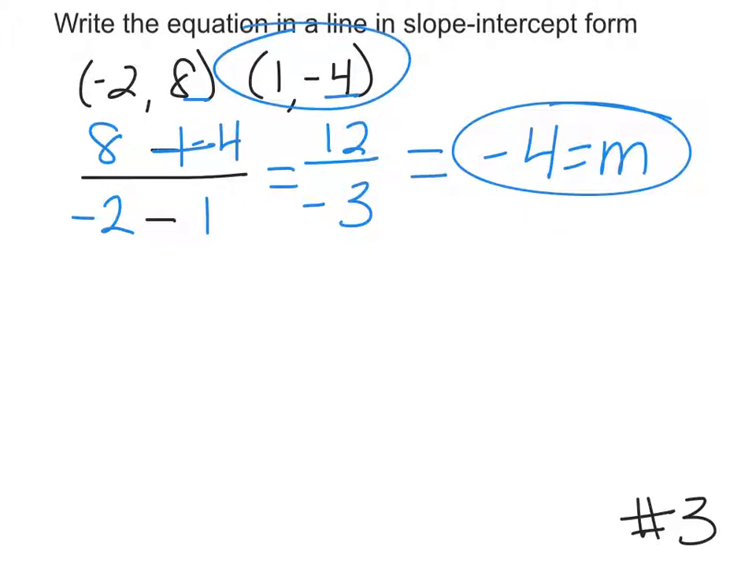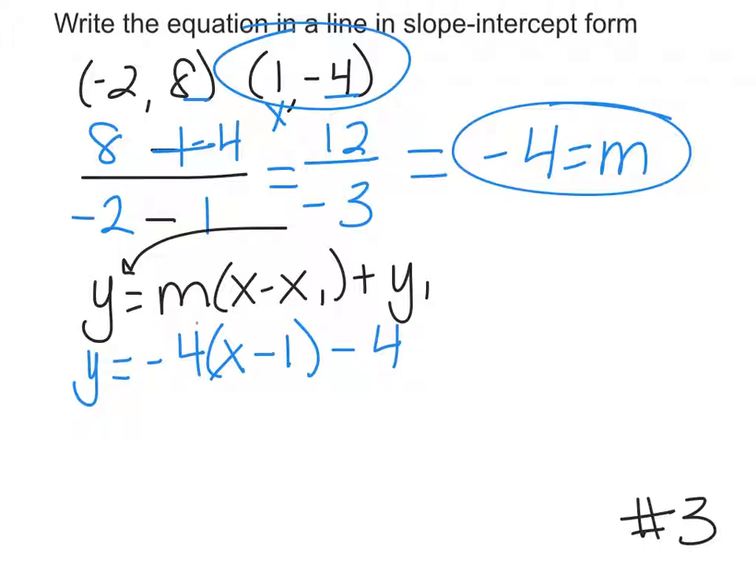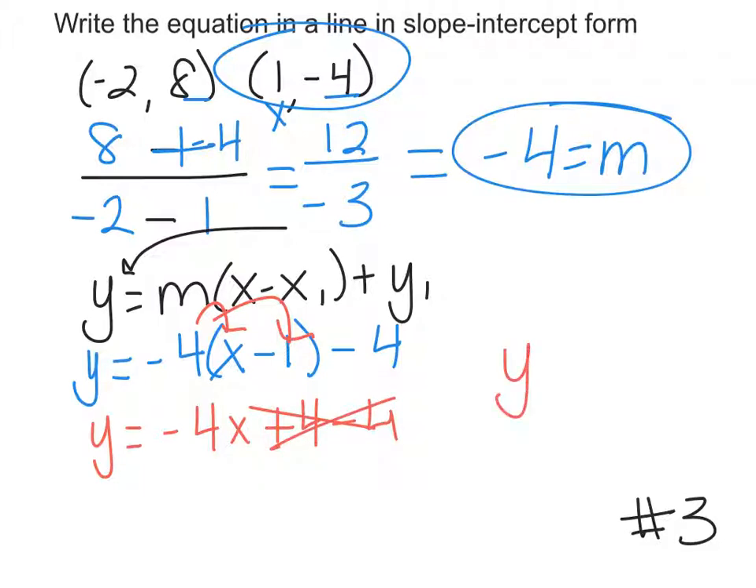So I'm going to take that slope and either point. I'm going to use this point, and I'm going to plug into the slope-intercept form. y equals m times x minus x1 plus y1. I just did a modified version of it. Usually this plus y1 is over here, but I just like it all on one side. So I'm going to plug in y equals -4 times x minus 4, with the opposite. When I distribute, I have y equals -4x plus 4 minus 4. So hopefully you see that those cancel. Therefore, my final answer is y equals -4x.